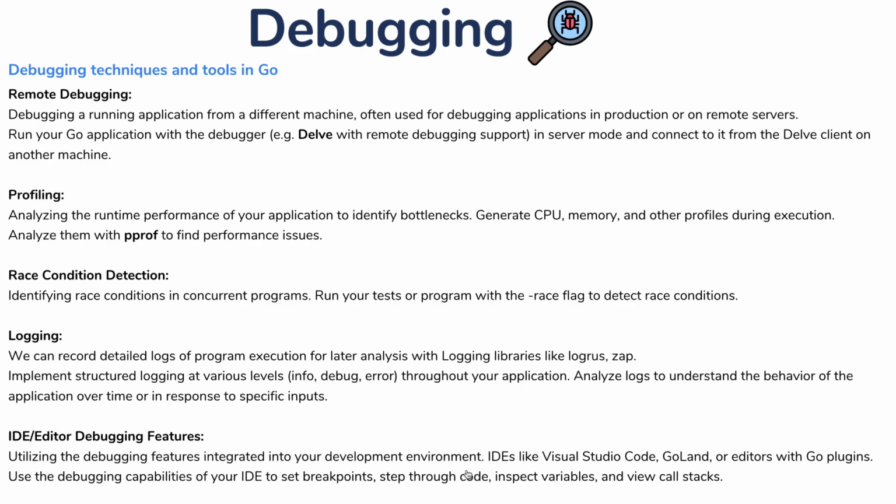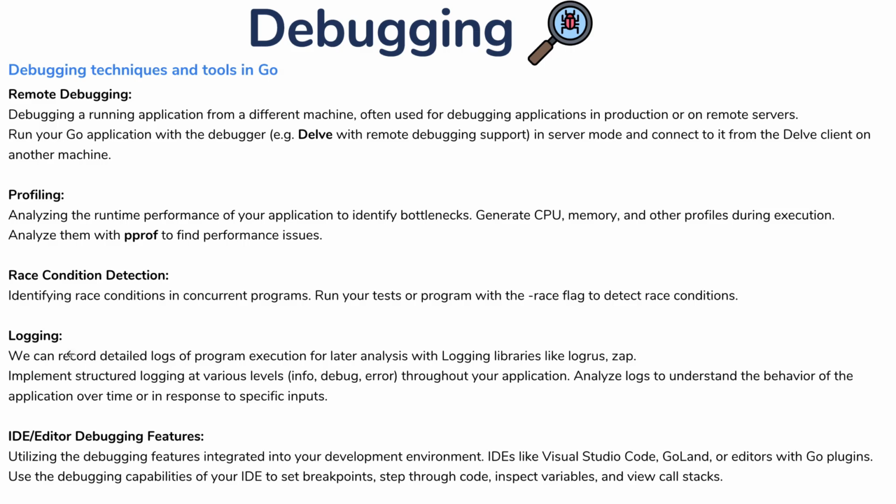Okay. Then logging. Now we can record detailed logs of program execution for later analysis with logging libraries like logrus or zap. Implement structured logging at various levels. And what are these levels? Info, debug and error throughout your application, and analyze logs to understand the behavior of the application over time or in response to any specific event. For example, if something unexpected happens, then you should look at the logs to find out the root cause.